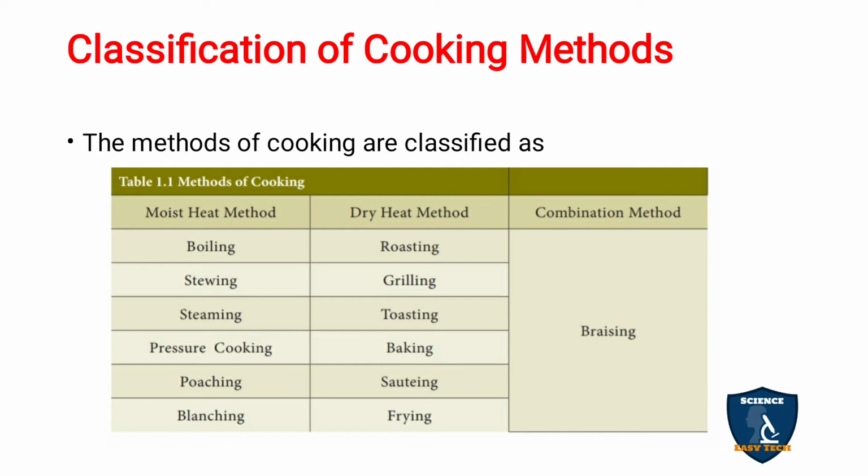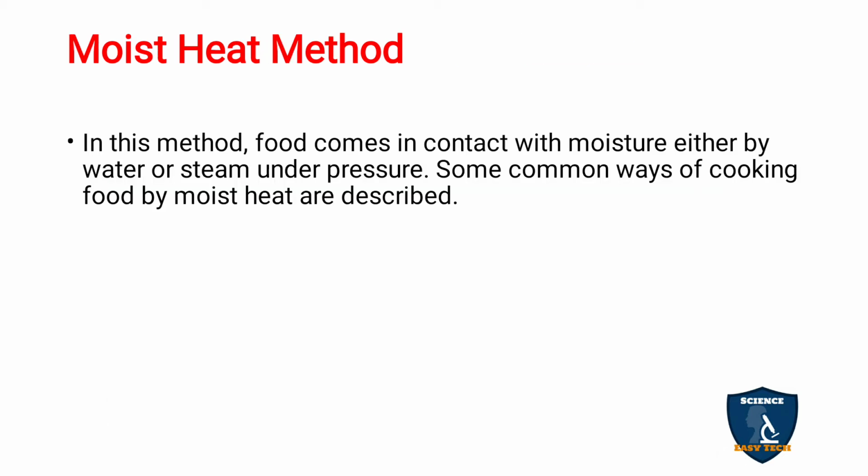Okay. So combination method. Combination method means involving both moist heat method and dry heat method. Example, braising. So we will see in detail each method with its advantages and disadvantages. So in this video, as I told earlier, I am going to concentrate only on moist heat methods. In my next part 4 video, I will be dealing with dry heat methods and combination methods. So we will see what is moist heat method.